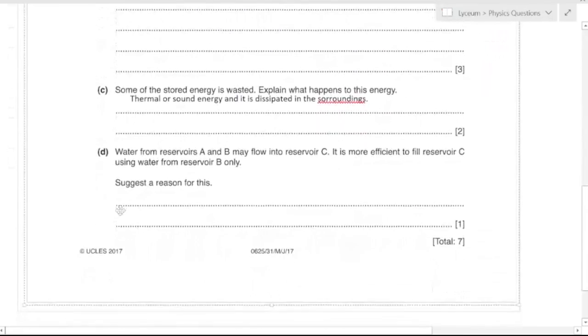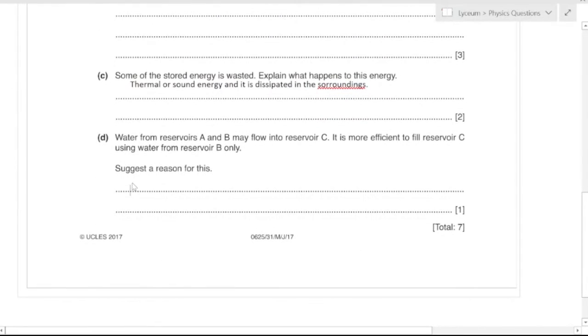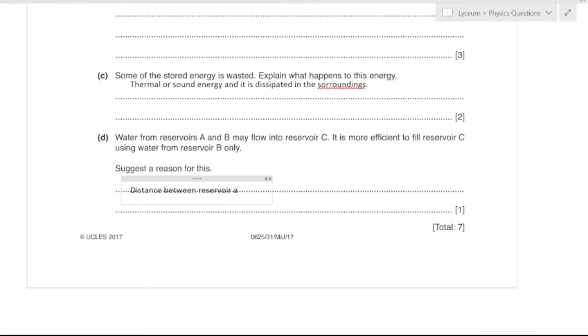Due to which the reason here can be that the distance between reservoir A and reservoir C is greater than that between B and C.